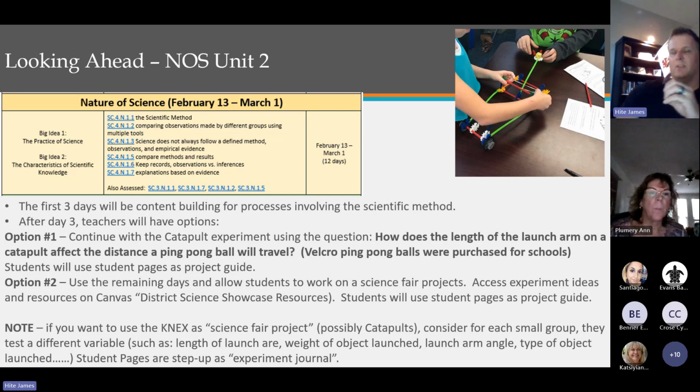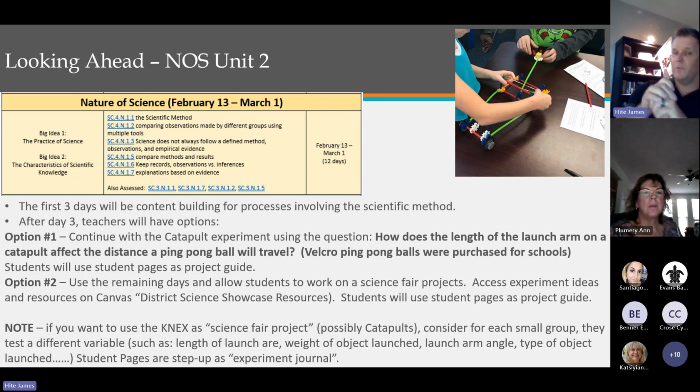So the first few days are going to be very specific content building. What are variables? What's a good testable question? What's a hypothesis? How do we organize an experiment? How do we analyze data? That type of thing. Using the Connects Catapult, we have those Connects, we still want to use those.